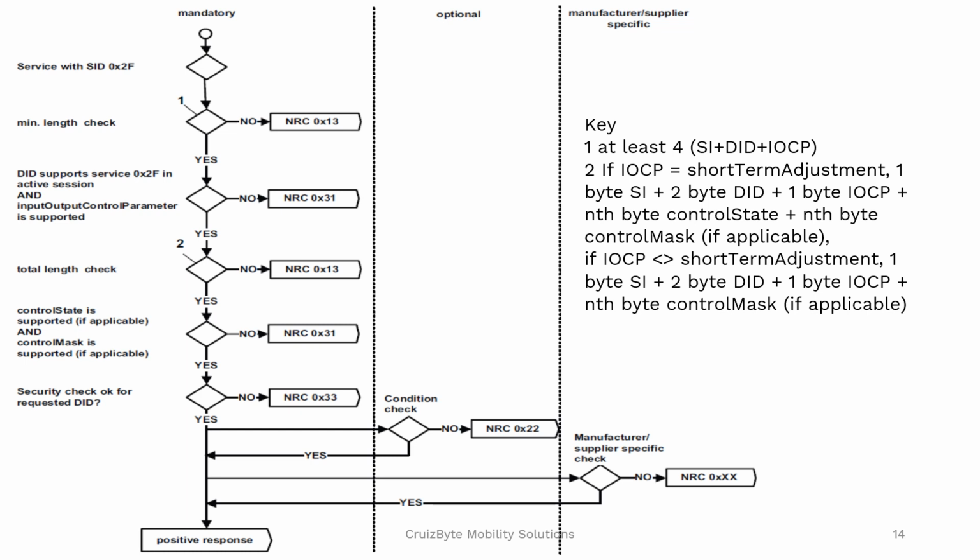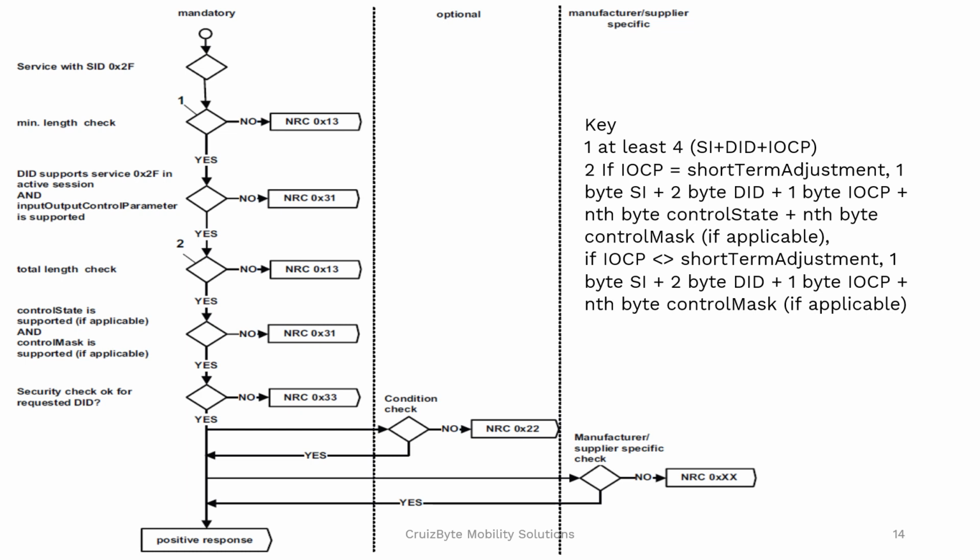So if the condition is true, then it moves to yes, then it supports the 0x2F service, and also it checks that the input output parameter is supported. Then the second key is the IOP, which is short term adjustment.